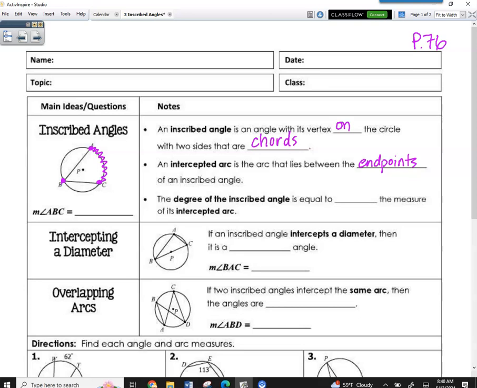The degree of the inscribed angle is equal to half the measure of its intercepted arc. The angle ABC equals half arc AC.